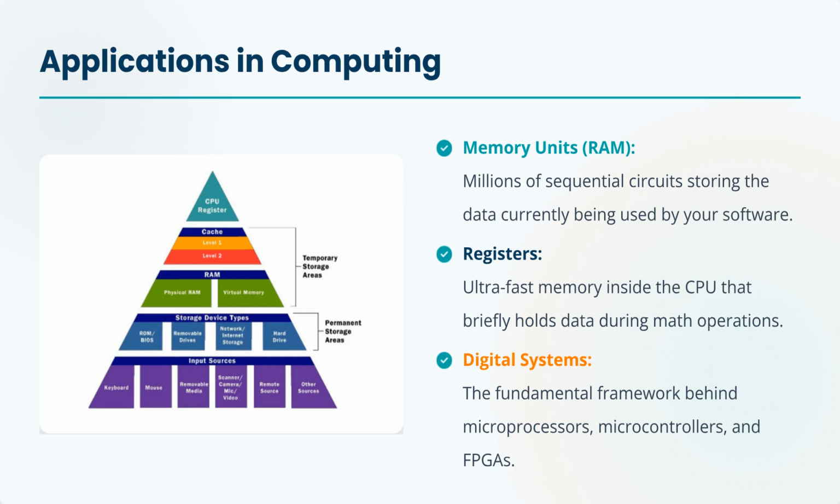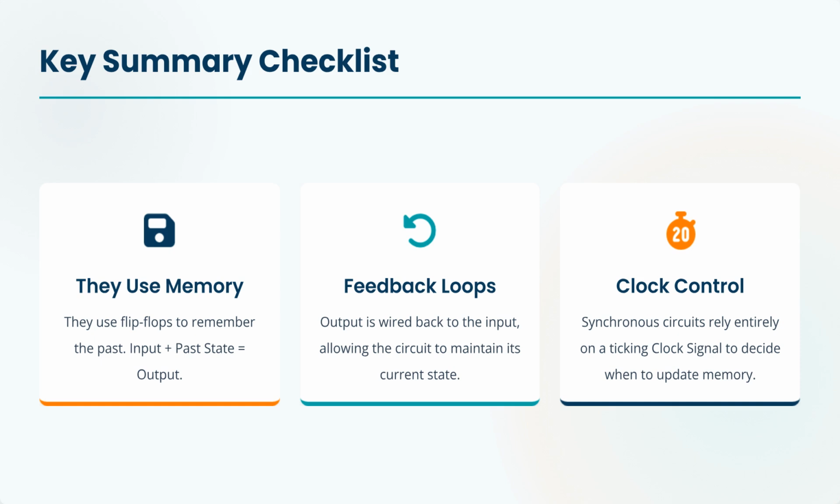They form registers, which are ultra-fast CPU memory. They are the fundamental framework for digital systems like microprocessors and FPGAs. In summary, sequential circuits use memory via flip-flops, operate through feedback loops to maintain state, and synchronous circuits rely on clock control to decide when to update memory.